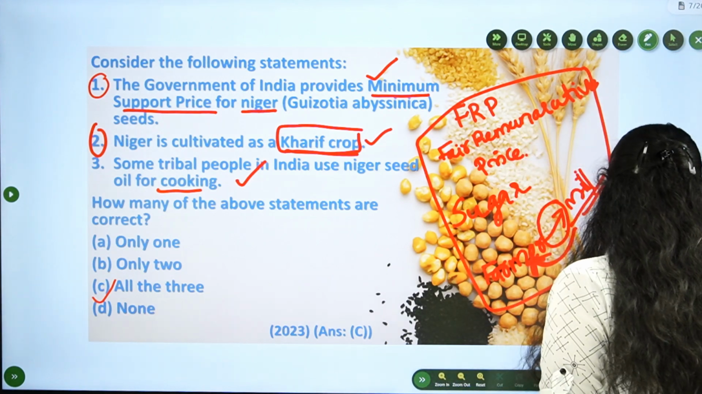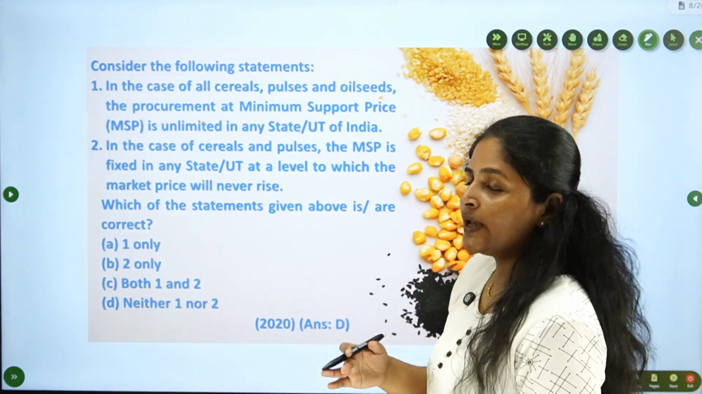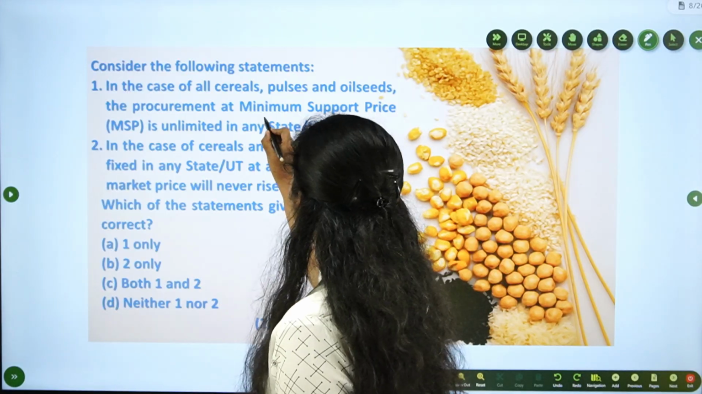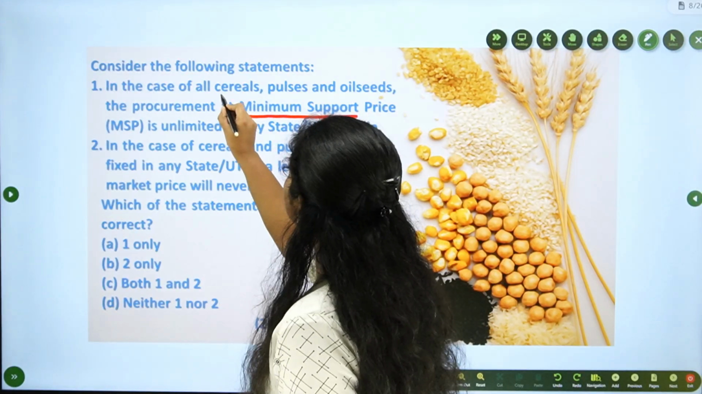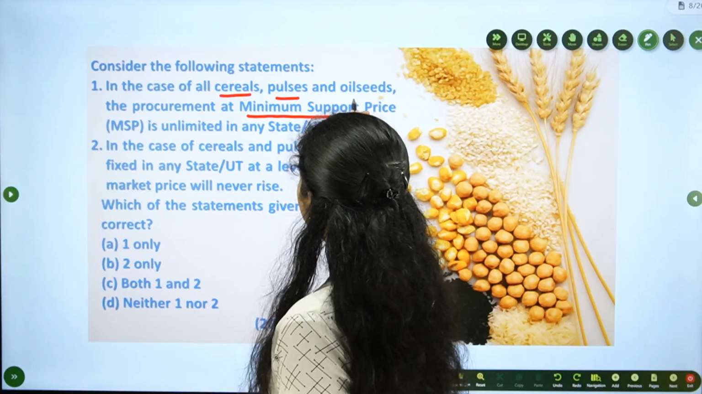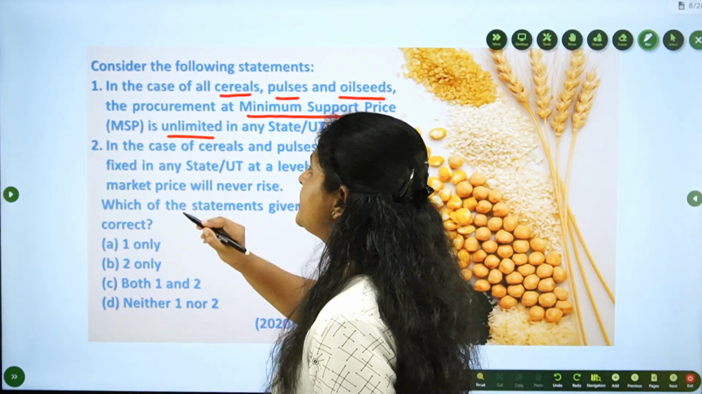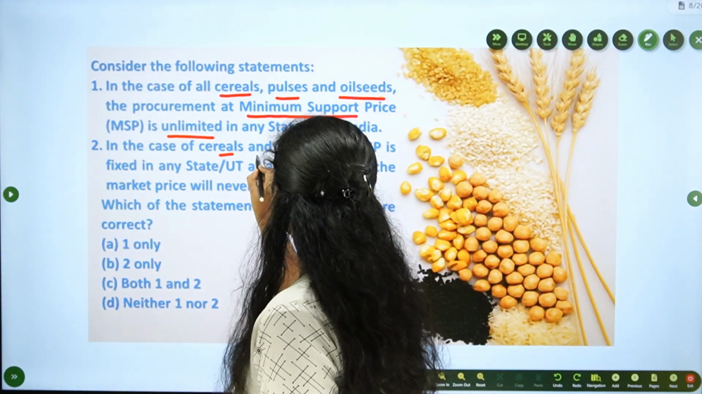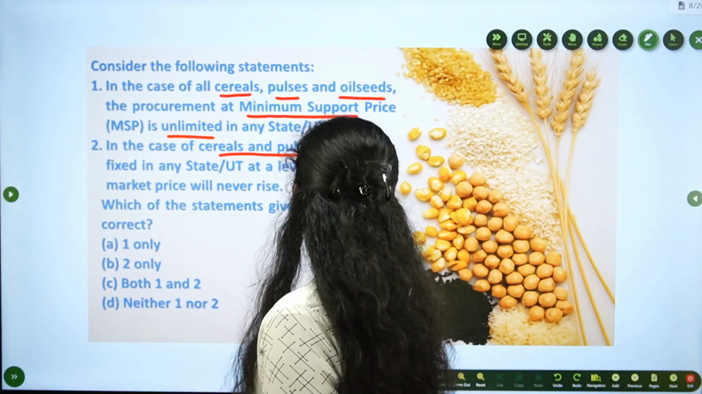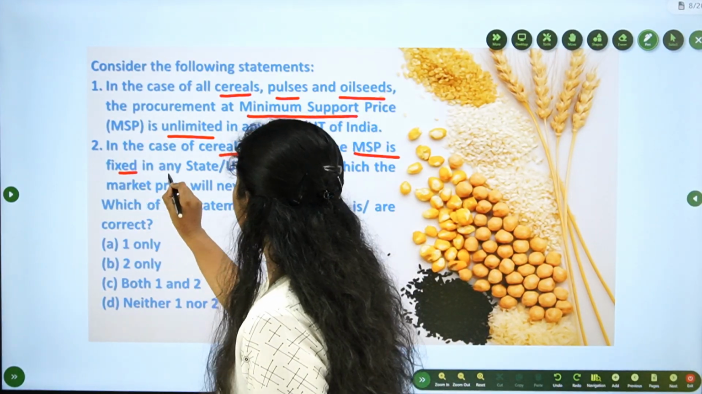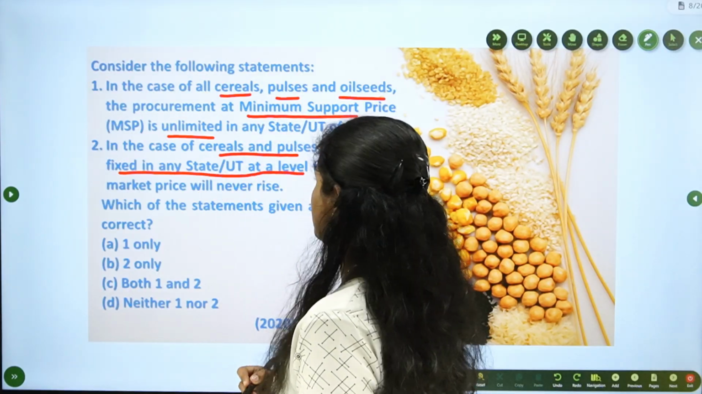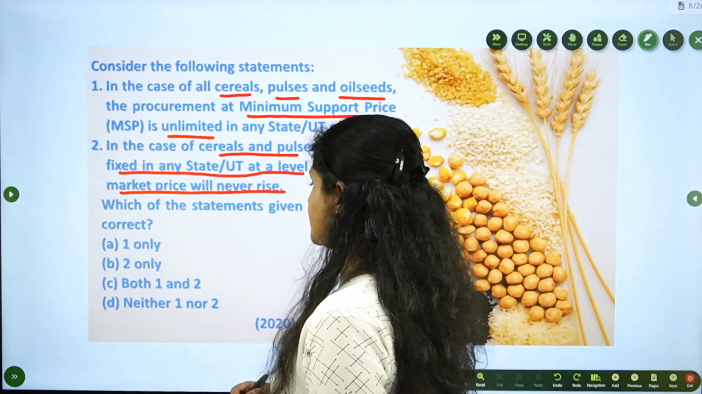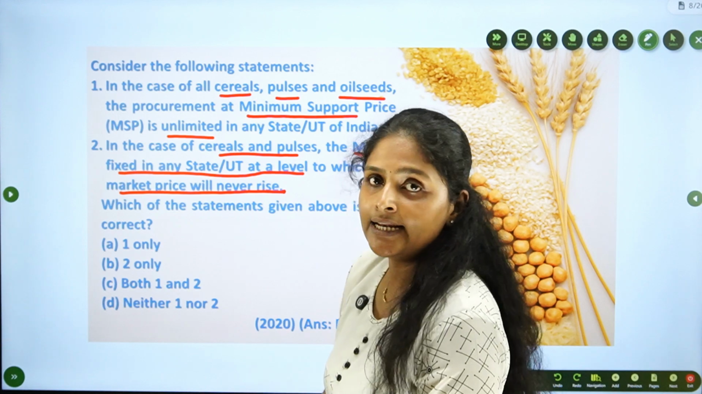Now, the next question that was asked in 2020 prelims was like this: the MSP on cereals, pulses and oil seeds is unlimited. Next statement is, the MSP for cereals and pulses is fixed by any state or UT level to which market prices will never rise. Let's analyze these statements.